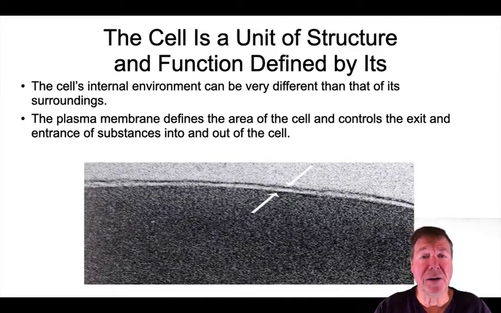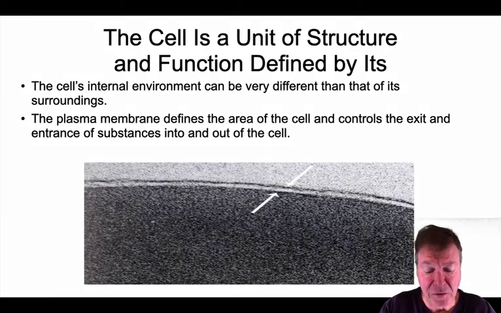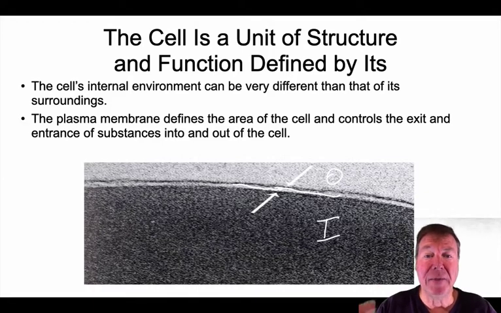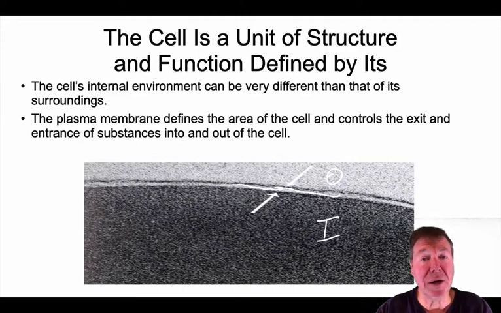Its internal environment is maintained by the cell membrane. All right, it's maintained by this structure right here, this line, this boundary. You have outside the cell and you have inside the cell. And that membrane maintains what is in and what is out. And it controls the entrance and exit of the things to and from the cell.